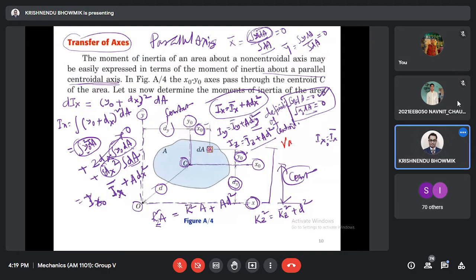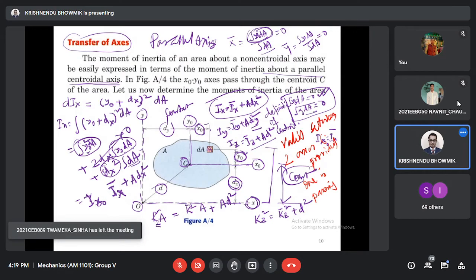Valid between two parallel axes, provided one is passing through the centroid.